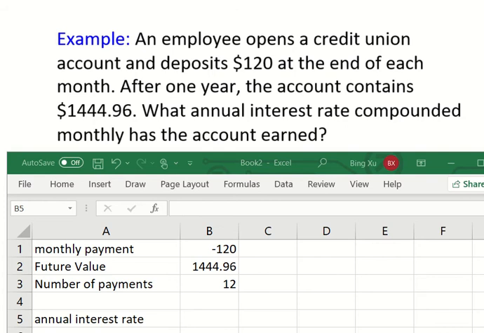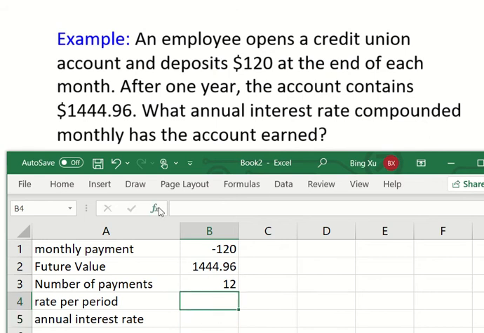What we're trying to find is the annual interest rate, but the function we use can only find the monthly interest rate, which is the rate per period. So we're going to find the rate per period first and then multiply that number by 12. We'll get our annual interest rate.